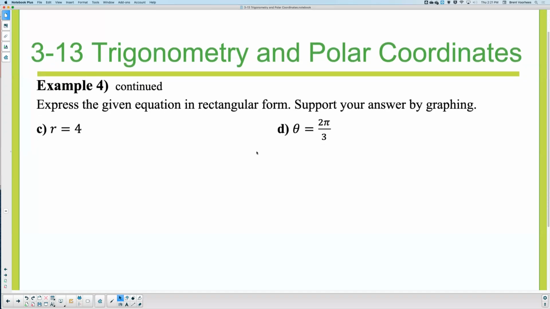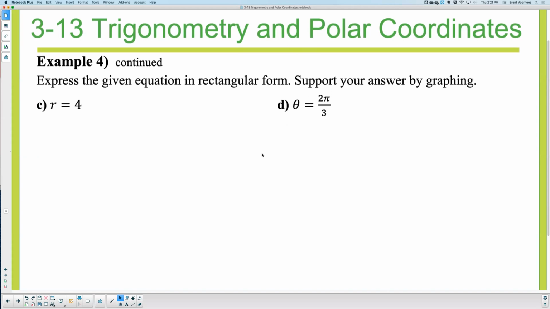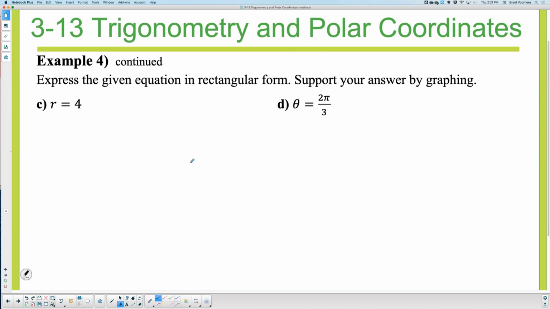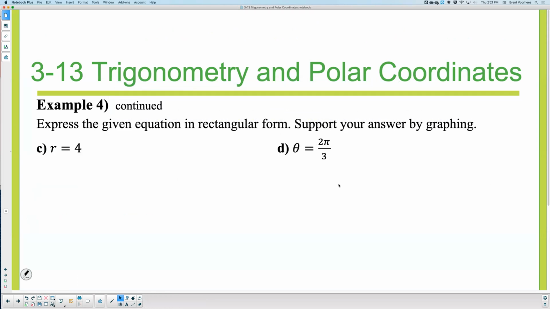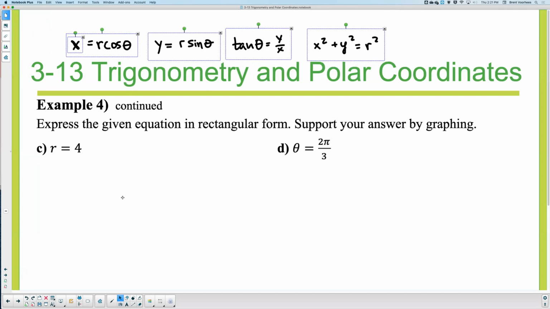All right, now let's look at example C here. What if we had to convert from polar to rectangular? How would I do so? Well, I'd still use the same 4 formulas. Let me go back and copy these. I'm going to still use these same 4 formulas.